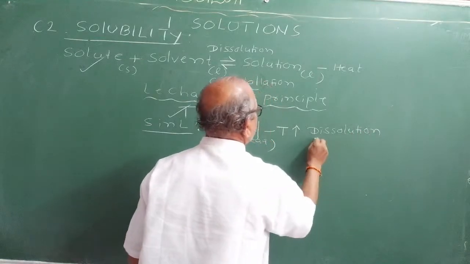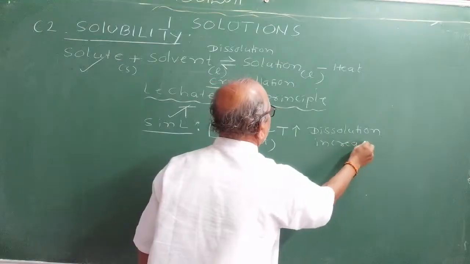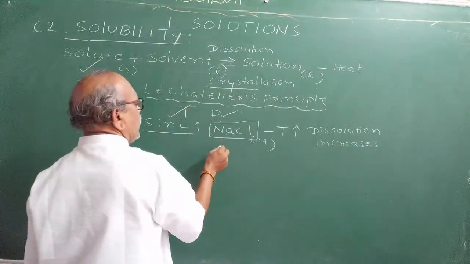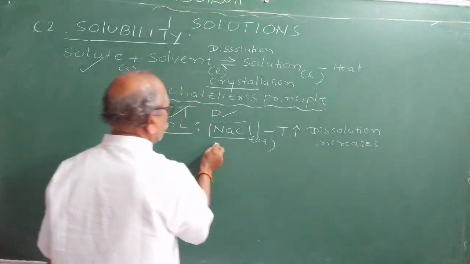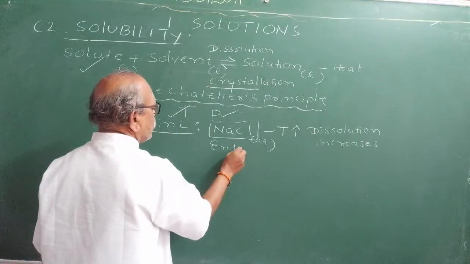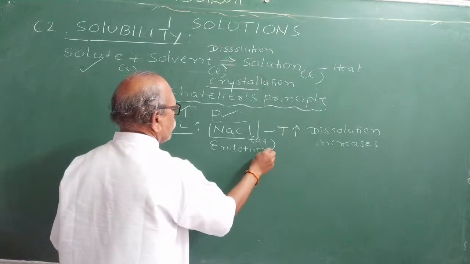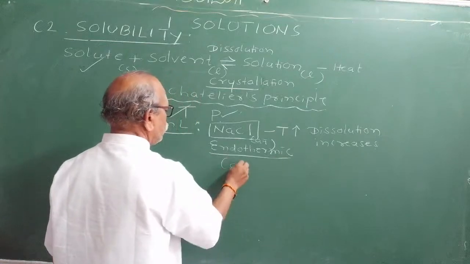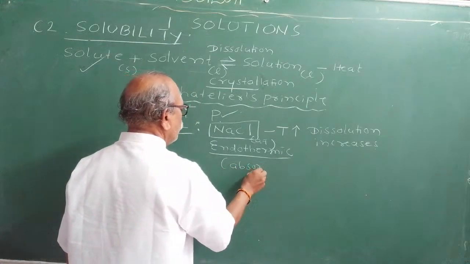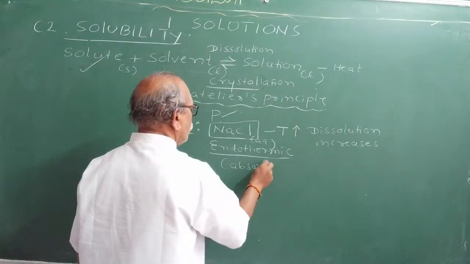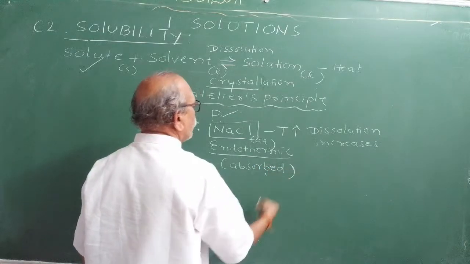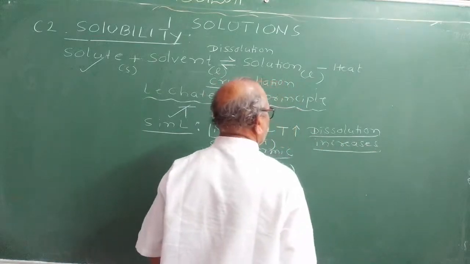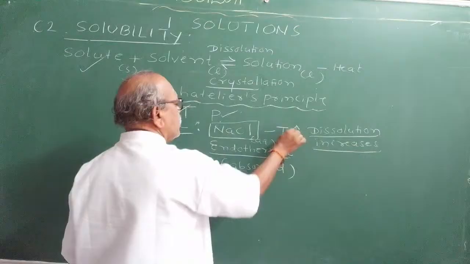If the dissolution of a salt in water is endothermic, that is the summary effect of temperature. Endothermic means heat energy is absorbed. Then to increase the solubility, in order to increase the dissolution, you have to increase the temperature.